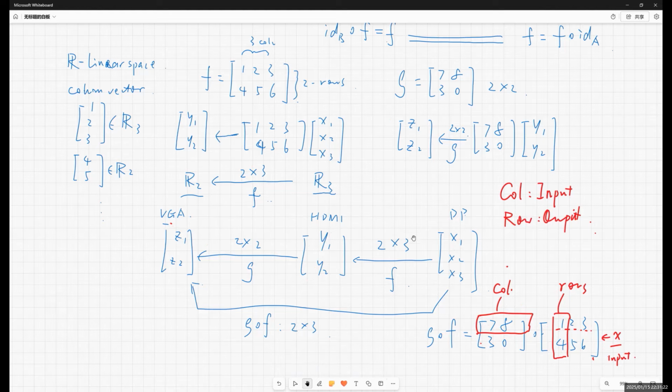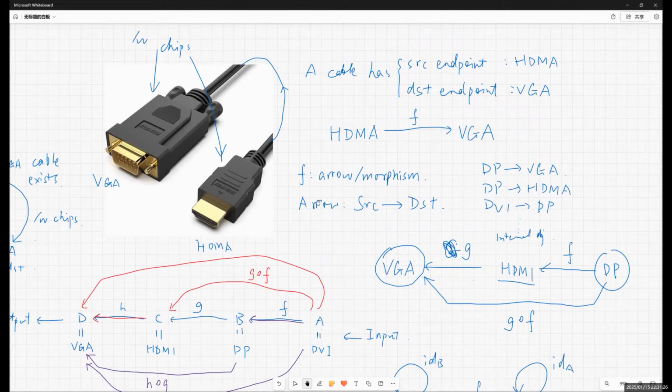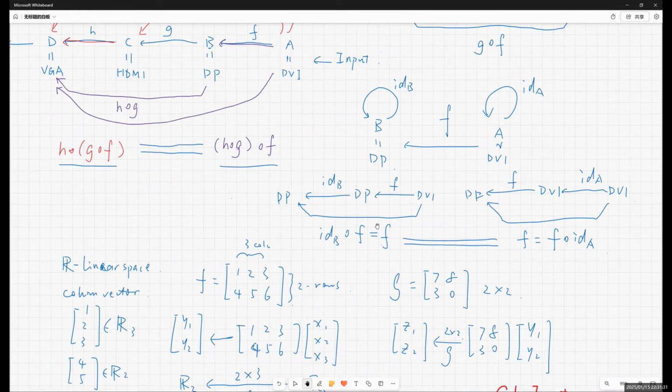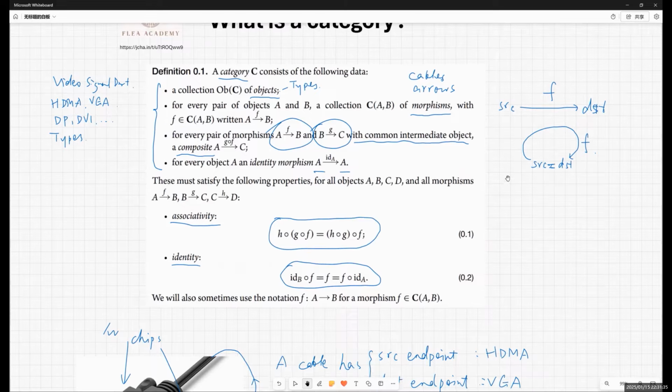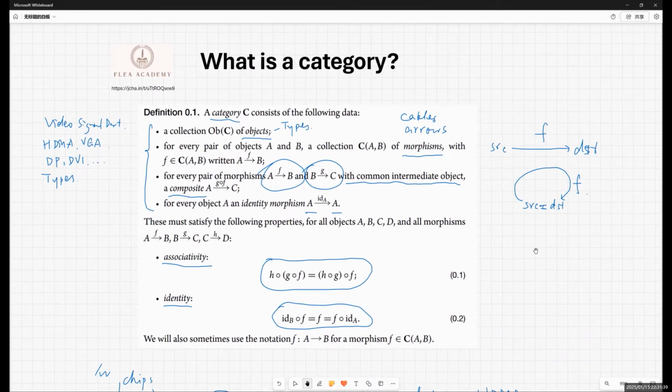And we have a trivial example of the cables, and we have a concrete example about linear algebra. And the structure, the global structure of these 2 examples are pretty much the same. They are categories. Okay, that's enough today.